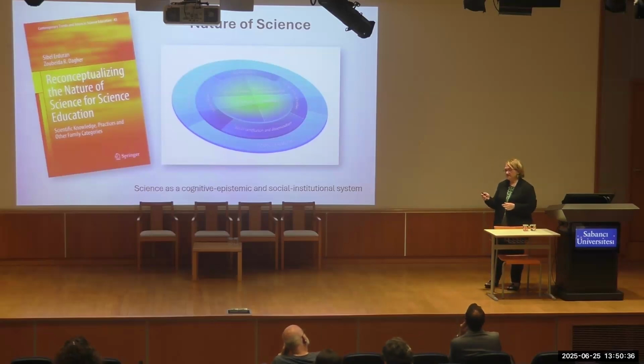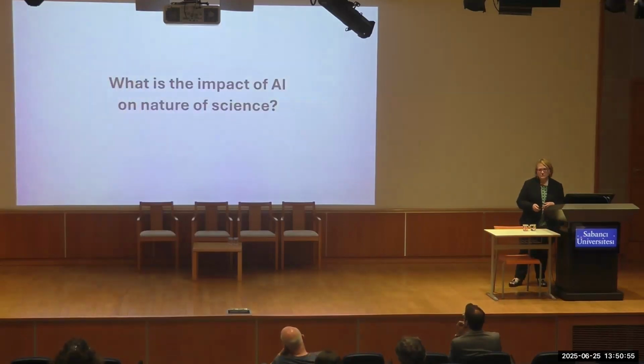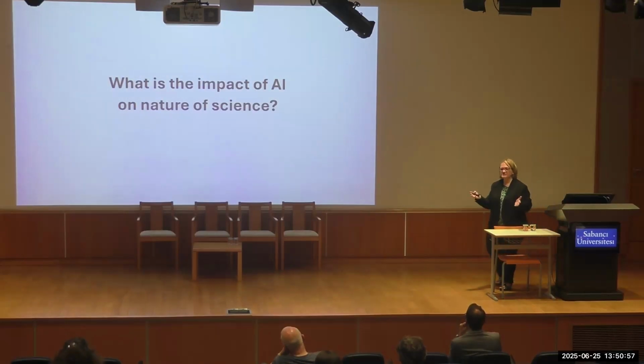So we see science and the nature of science as being a holistic enterprise, a complex enterprise, and it's a system that consists not only of knowledge and reasoning and thinking, but also these social norms, values, and organizational, institutional aspects. So if we take this to be a model of science and how science works, what is the impact of AI on this model? So this is where I've begun to explore this question.